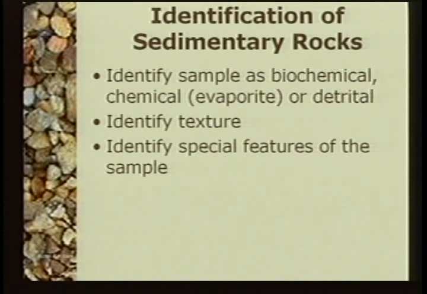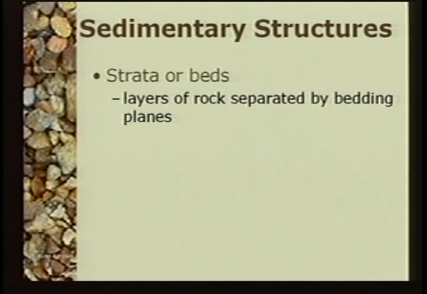Okay, let's look at some sedimentary structures. Sedimentary rocks are the most common rock type on the surface of the earth. So let's look at some of the structures that are associated with sedimentary rocks. Most commonly, we see layering or bedding, and these are bedding planes that separate layers of rock.